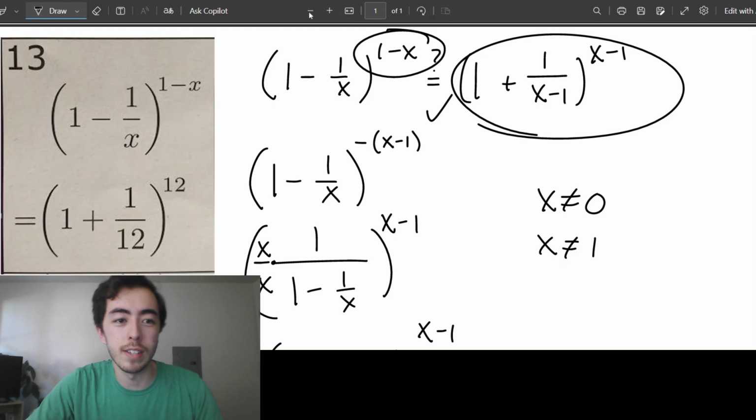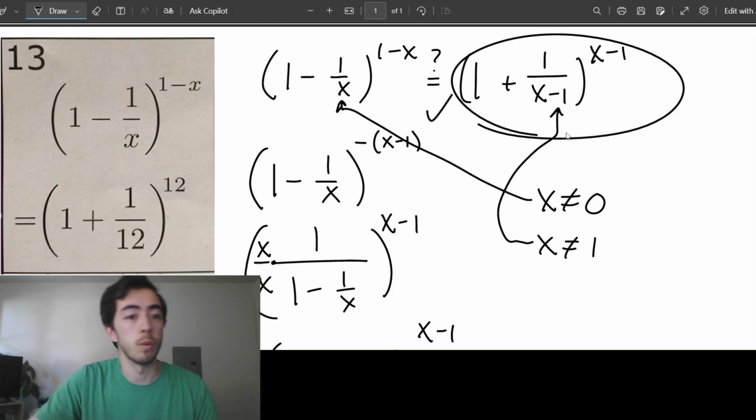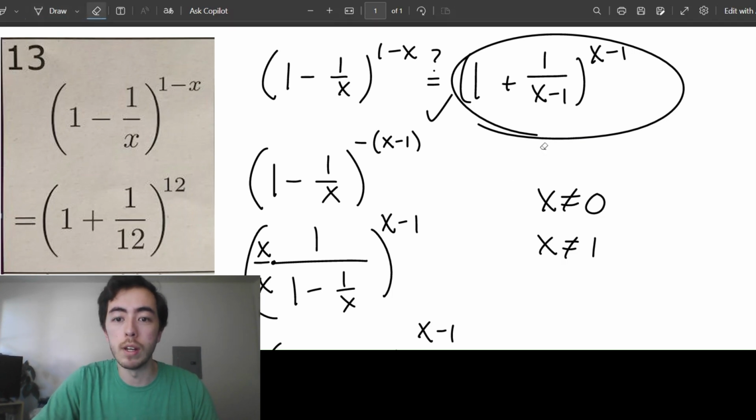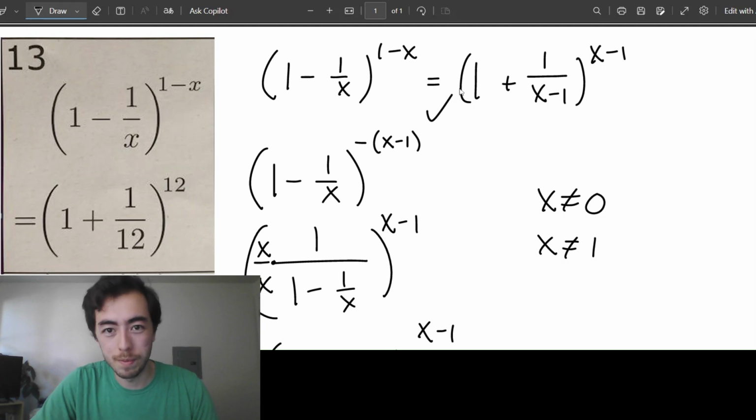And that makes sense from the very beginning, because we can see here how we would be dividing by 0 on this side if x were 0, and we would be dividing by 0 on the other side if x were 1. But as long as those two conditions are true, which they are because x is 13 for today, then this equation always holds true no matter what. So there is my solution.